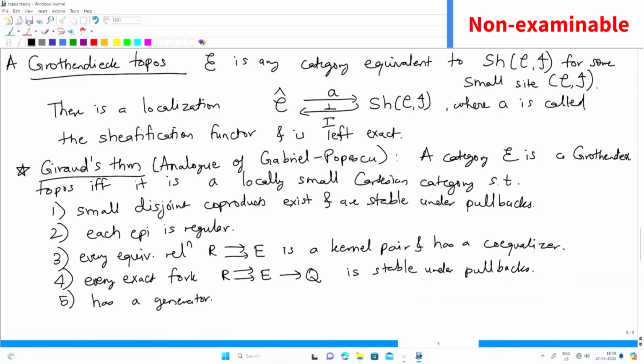So this is topos theory. It's a very niche topic, you can say. Very few people in the world properly know it. If you are interested, you should study more. Yeah? And this is the end of our final lecture. Any questions?